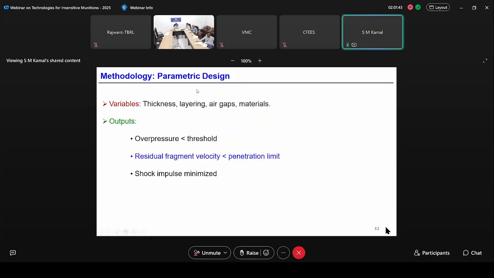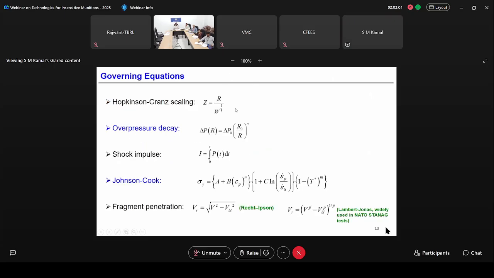Our parametric design approach varies thickness, layering, air gaps, and material combinations, and its output will be evaluated against performance indicators like overpressure, which needs to be less than the threshold, the residual fragment velocity, which should be less than the penetration limit, and the shock impulse, which should be minimized. So we're going to use a physics-based simulation approach. This is governed by certain equations, and these are the governing equations I've listed here.